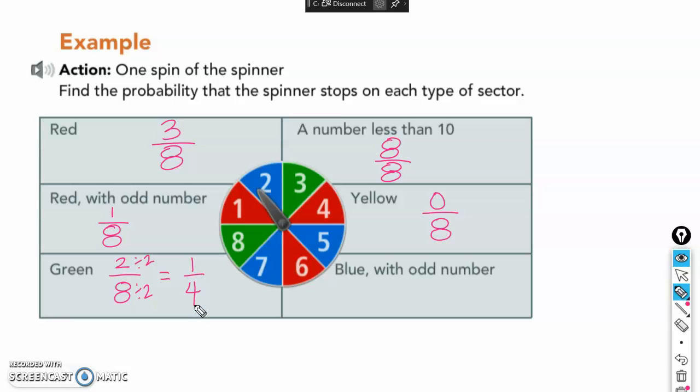The last one we have is blue with an odd number. We have 3 that are blue, but only 5 and 7 are odd. So that means 2 out of 8 are blue with an odd number. We simplify to 1 out of 4.